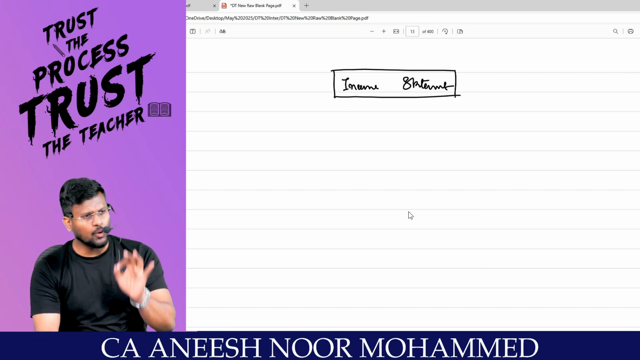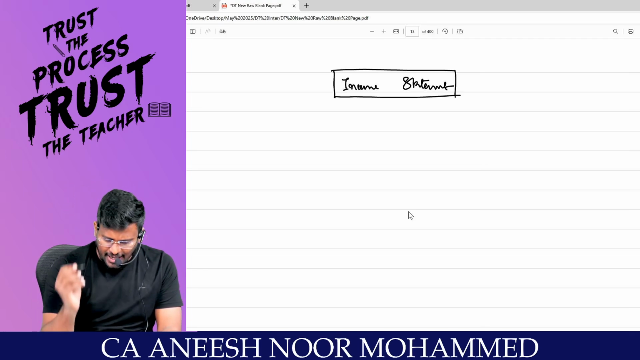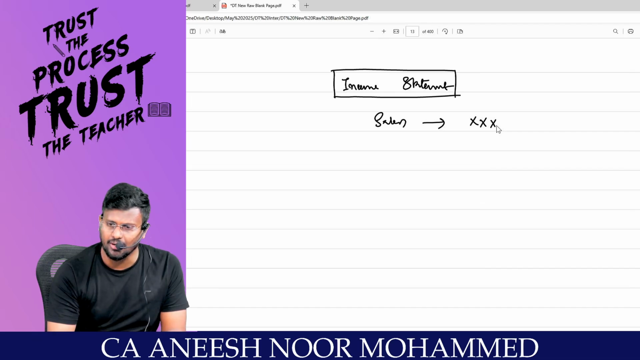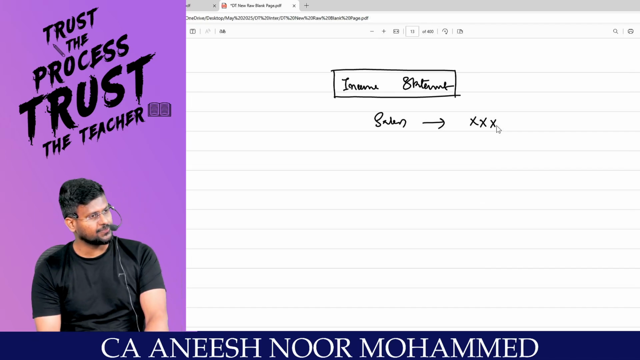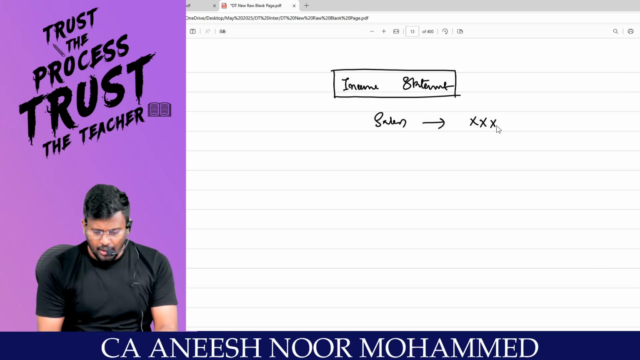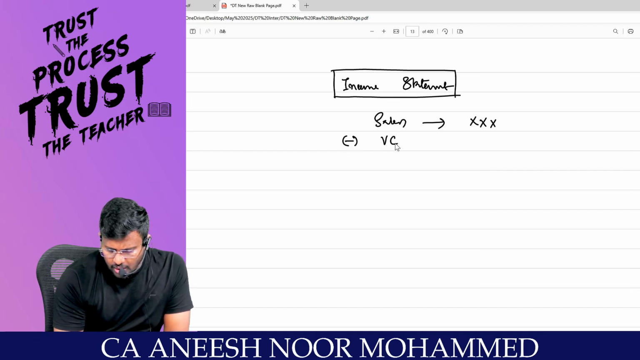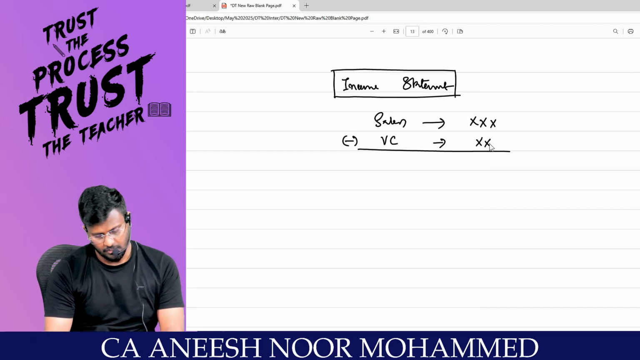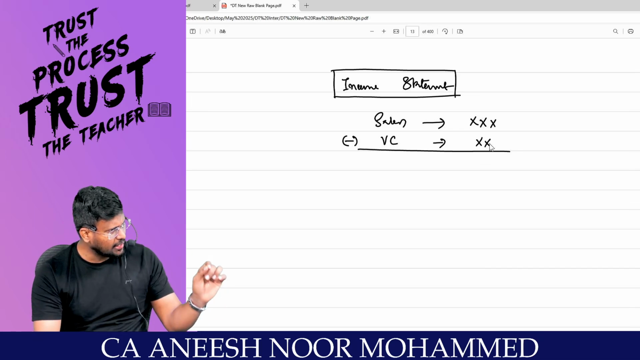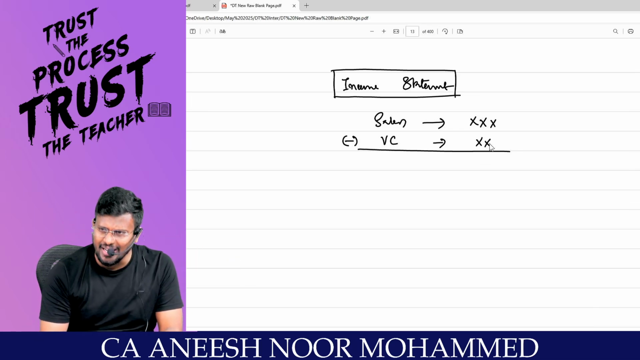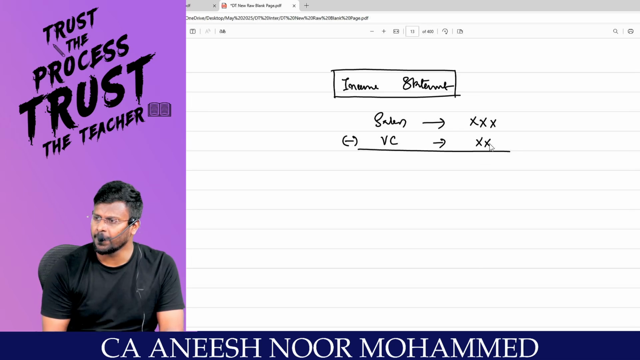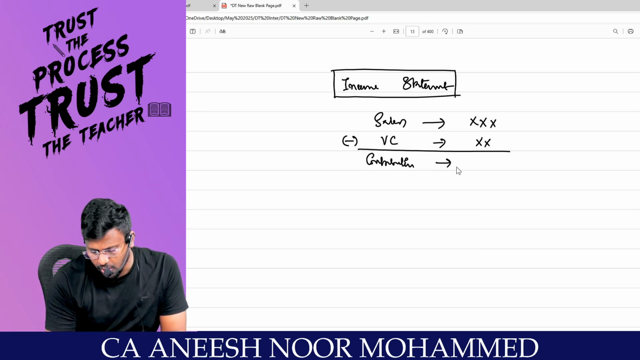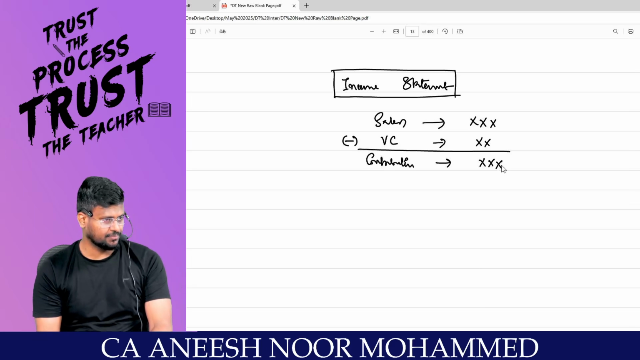For any company, the income or the sales is very important. Revenue is very important. In order to earn this revenue or sales, you have to incur the variable cost. So your major income will be sales, and in order to generate the sales, you have to incur the variable cost. Then what you are getting is called contribution.